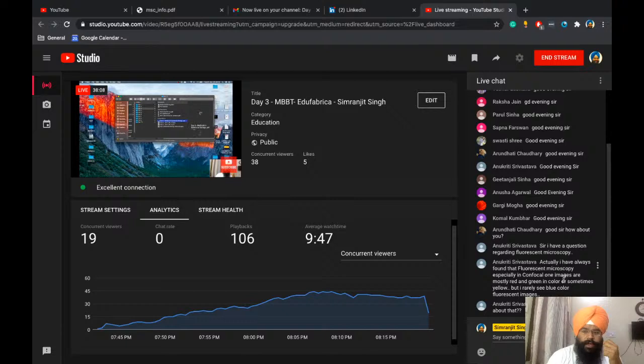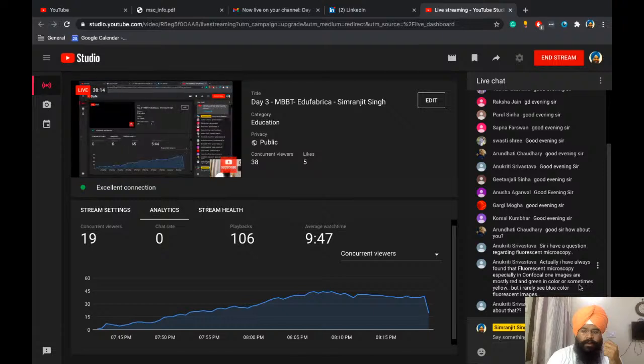Oh, there is a question. I have found that in fluorescent microscopy, especially confocal, images are mostly red and green in color and sometimes yellow, but I rarely see blue color for some.